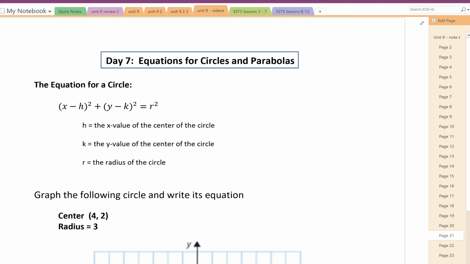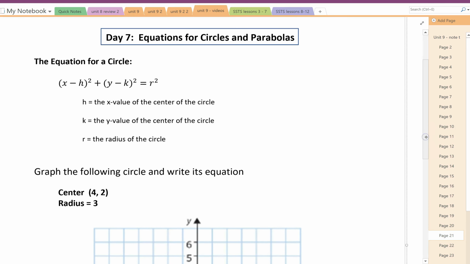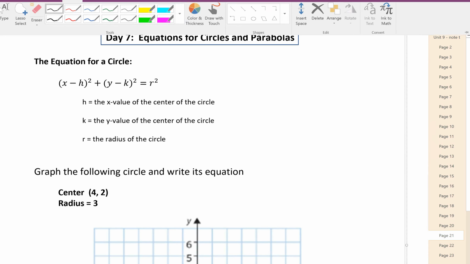Okay, last day of Unit 9. We're going to do the equations for circles and parabolas. I'm going to separate the video into two parts because it would be kind of long otherwise, but we're going to cover it in one day because we're going to have block scheduling. All right, so let's jump right into it.